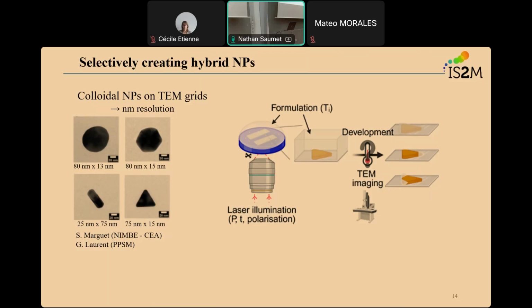So we shine light on that, and then we develop the structure. If the formulation polymerizes around the nanoparticle, we will see it on TEM imaging. And to do that, we use photopolymerization, because inside the chemistry, we can address different phenomena. And here we want to map the field enhancements, so we used a photopolymerization formulation.